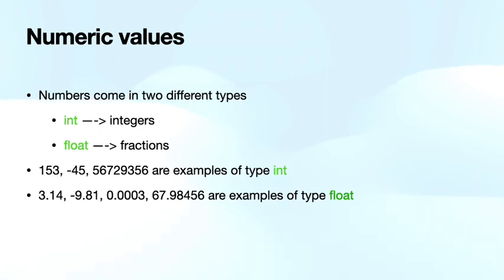So these are some examples of values of type int. You have 153, minus 45, 5672, 9356. All these are some examples of integer type. On the other hand, if you have fractional parts, then these are called type float. Right? So as you can see here, 3.14, minus 9.81, 0.0003, 67.98456, etc. are the examples for floating point numbers.